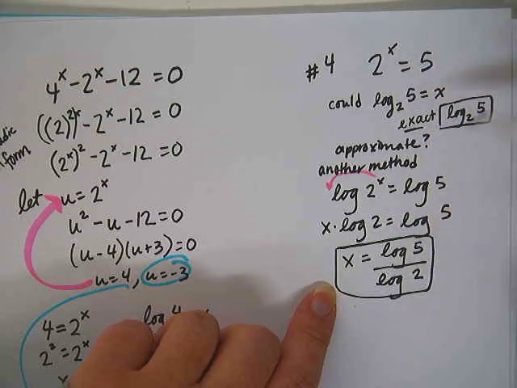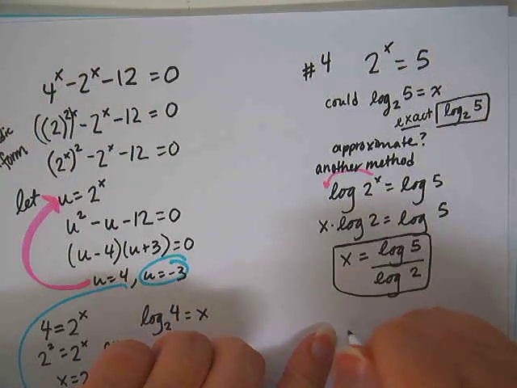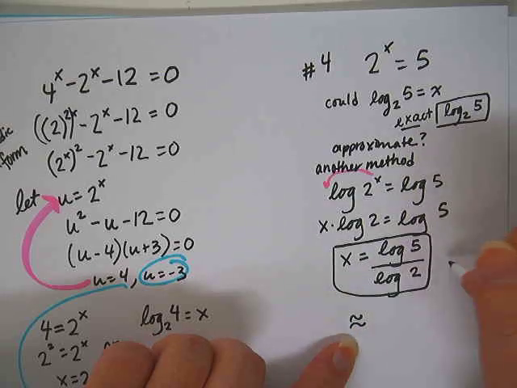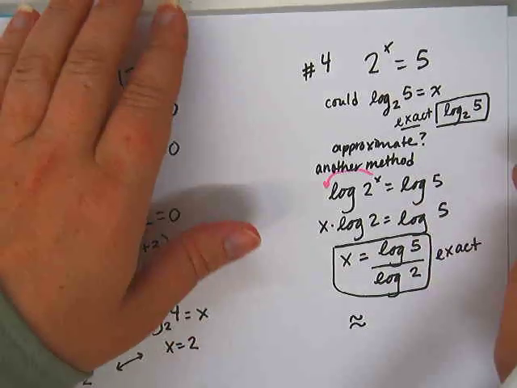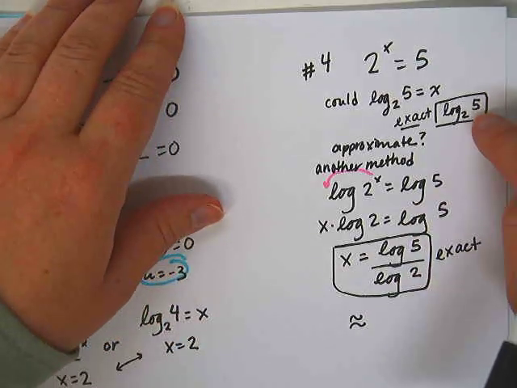And if you remember, that is actually what the change of base formula ends up looking like. So that's what I usually do instead of memorizing the change of base formula. That allows me to then find an approximate answer. So this is also an exact answer.